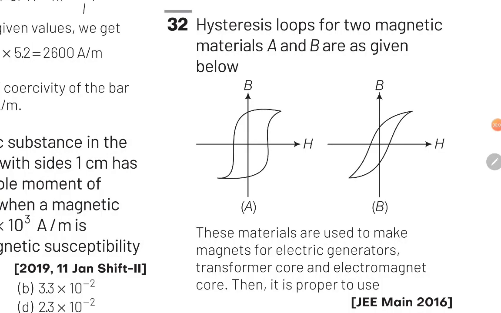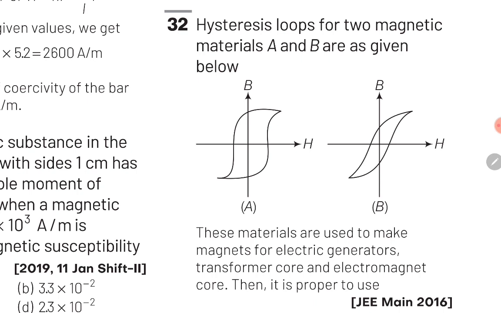Yes students, the 14th question of this chapter is, hysteresis loops of two magnetic materials A and B are given below. These materials are used to make magnets for electric generators, transformer core and electromagnet core. Then it's proper to use which material for the following. Guys, in this question, we need to use the simple concept that area of hysteresis loop is the amount of heat lost in every cycle.